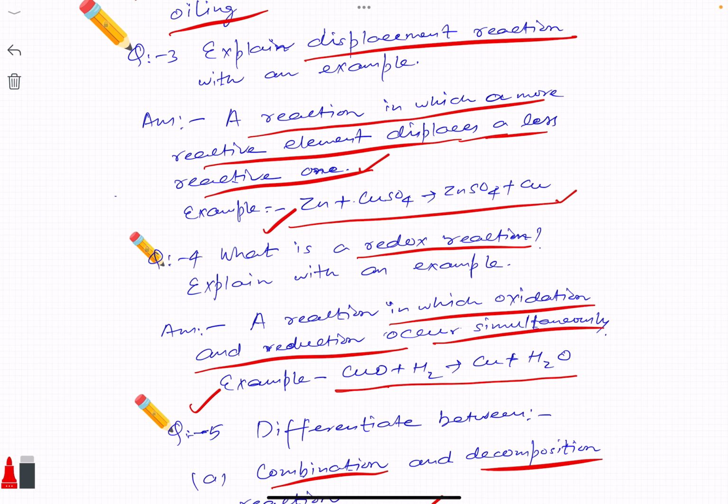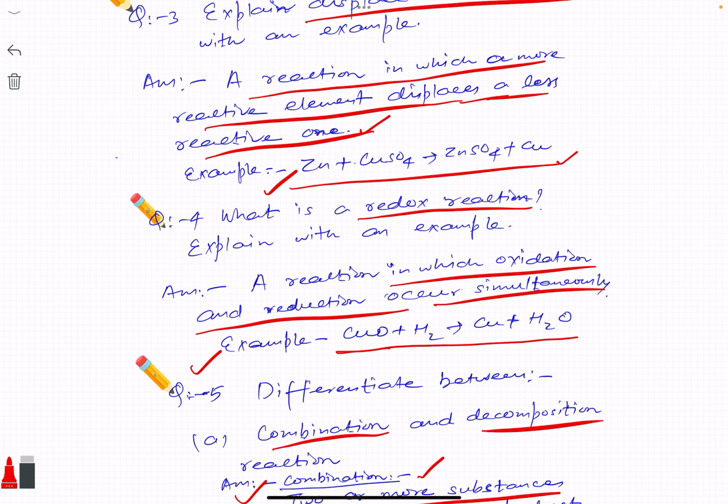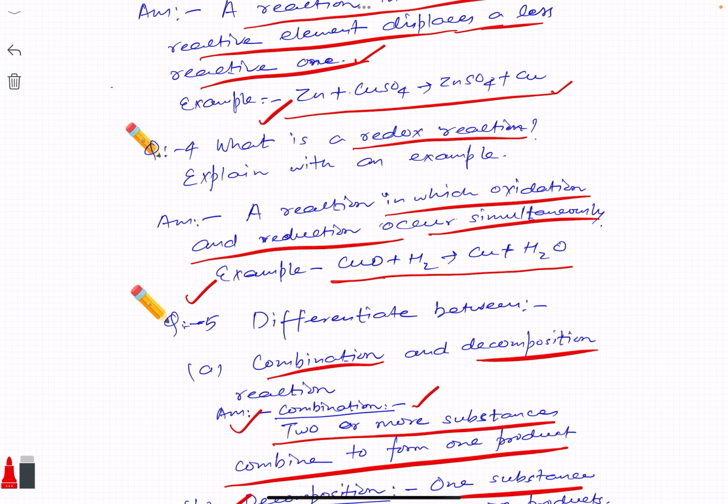Question number 4, what is a redox reaction? Explain with an example. The answer is: a reaction in which oxidation and reduction occur simultaneously is called a redox reaction. Example: CuO + H2 → Cu + H2O.